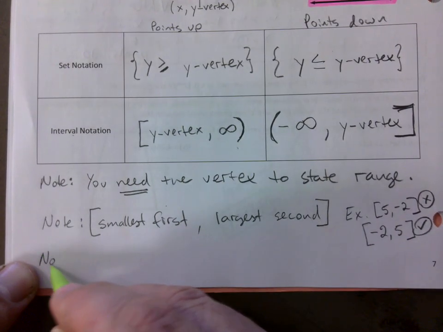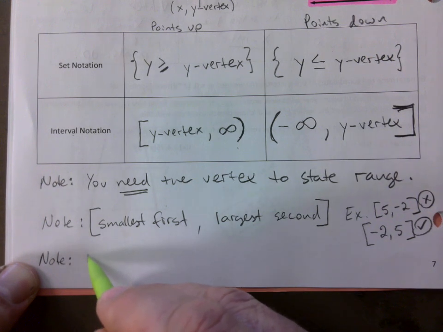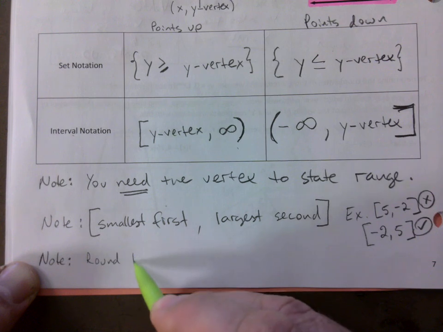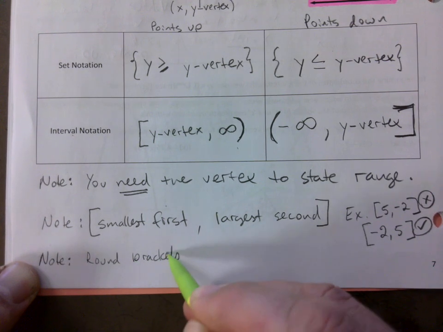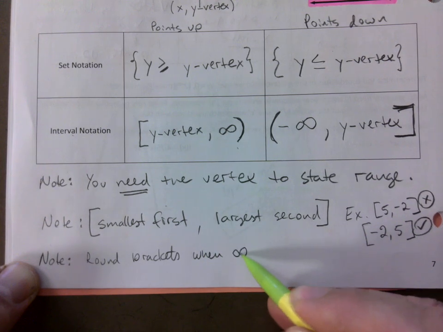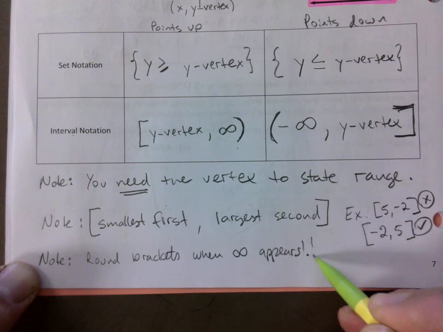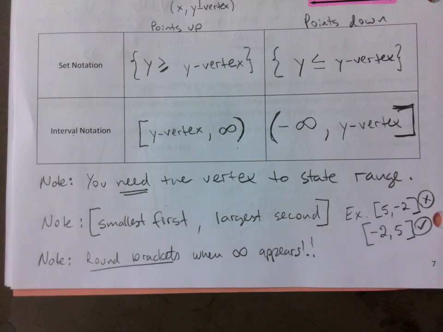Third note, oh my goodness, right? Round brackets when infinity appears, okay? I don't want to see any square brackets around the infinity symbol, okay? Because you cannot include infinity because it's not a single number. It just keeps going, okay?